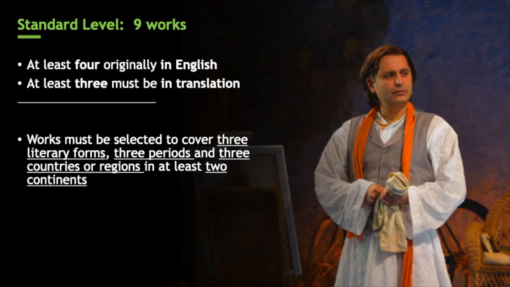So standard level studies 9 works, like I said. At least 4 must be written originally in English, and at least 3 must be in translation. Works must be selected to cover 3 literary forms, 3 periods, 3 countries or regions in at least 2 continents. So quite a broad range even for standard level.